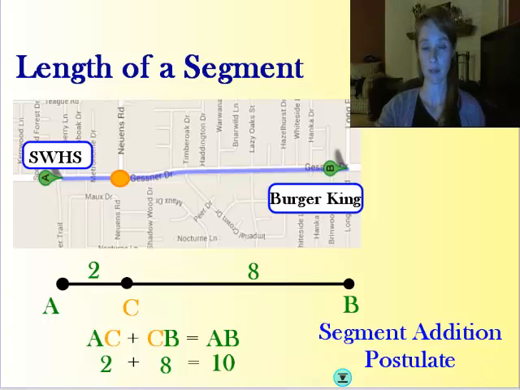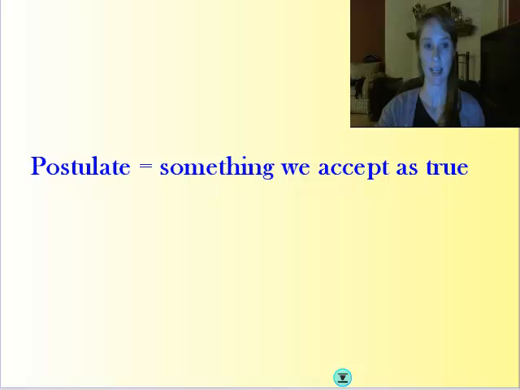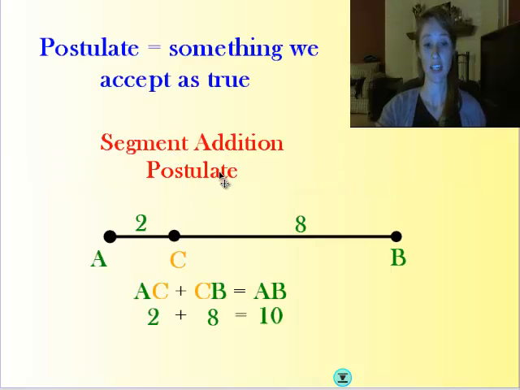Okay, let's stop here for a second and talk about what a postulate is. A postulate is something we accept is true. We don't need any other information to believe that it is true. So, with the segment addition postulate, I can accept that the length of line segment AC, when I add it to the length of line segment CB, is going to equal the total length of line segment AB. I don't need any other information to prove that. Okay, so please stop and write down your notes the segment addition postulate using this example. Great.